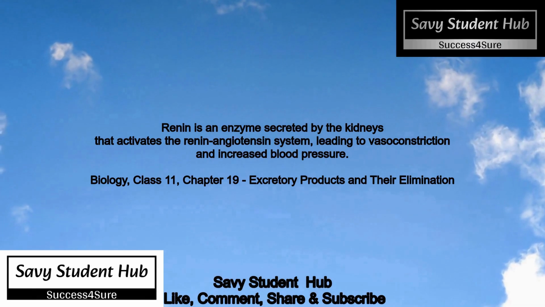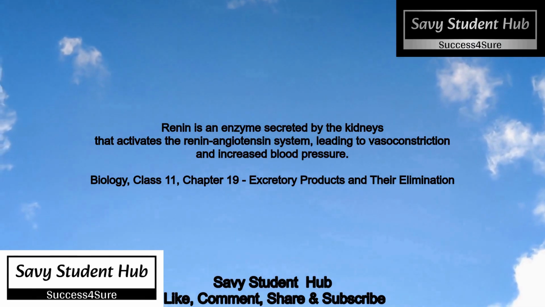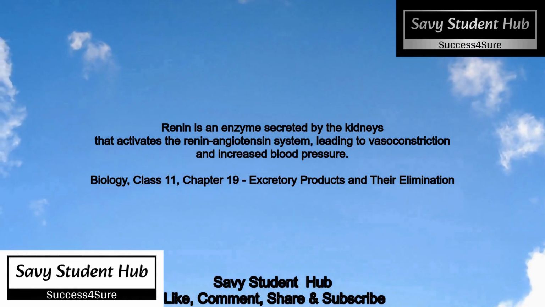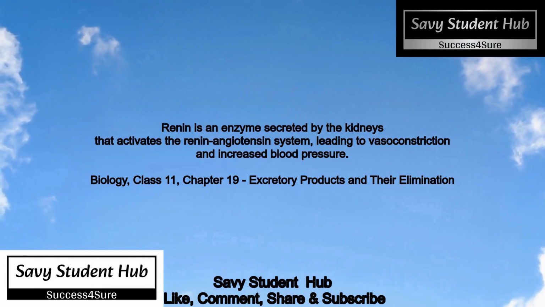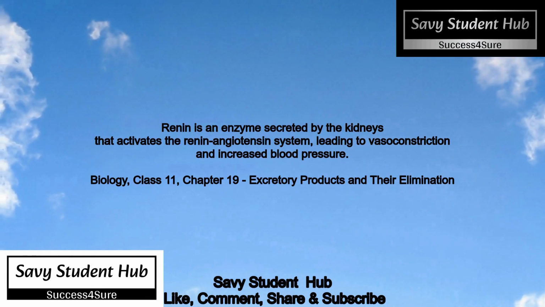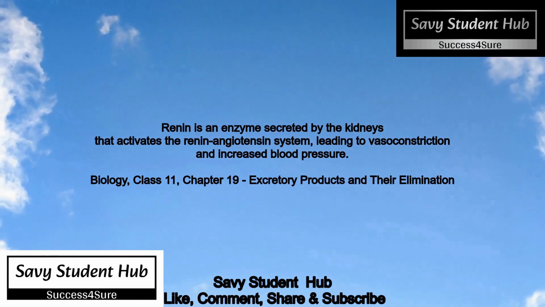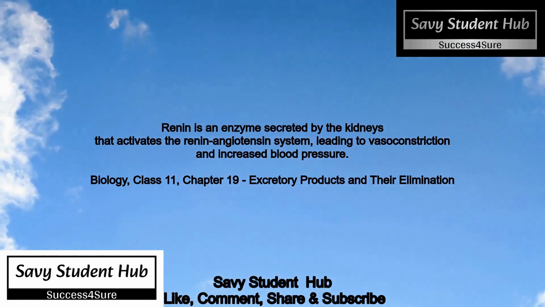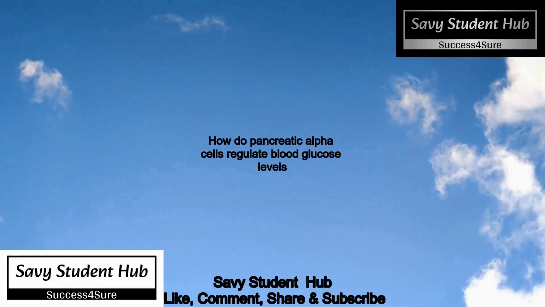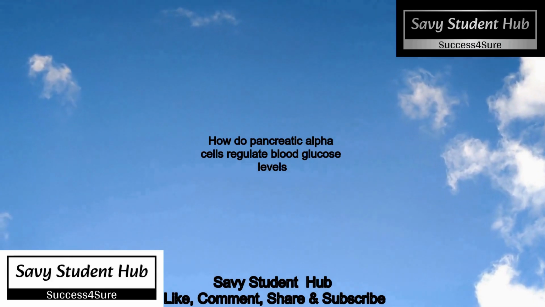Renin is an enzyme secreted by the kidneys that activates the renin-angiotensin system, leading to vasoconstriction and increased blood pressure. How do pancreatic alpha cells regulate blood glucose levels?